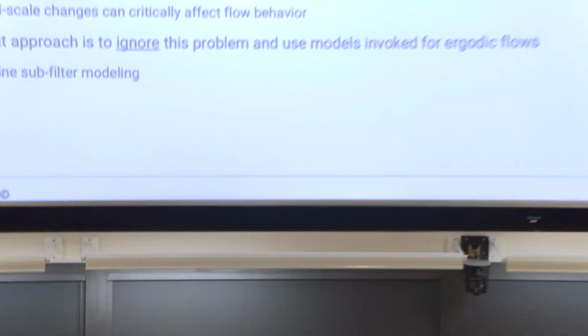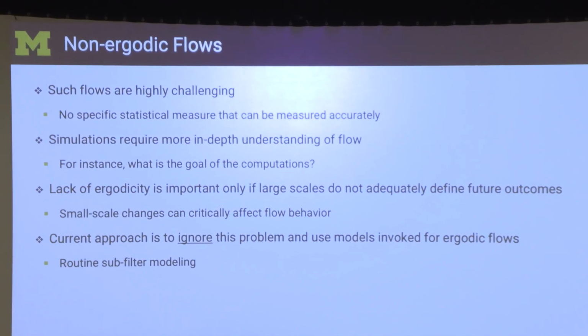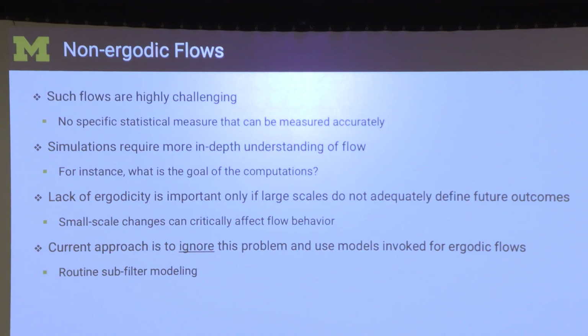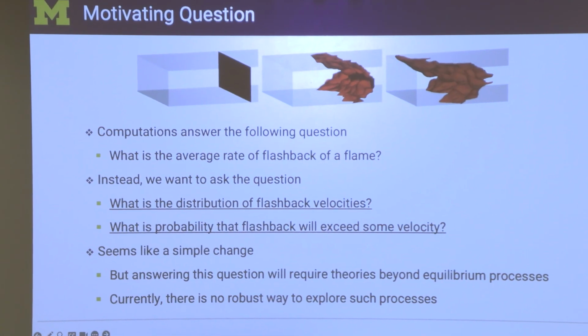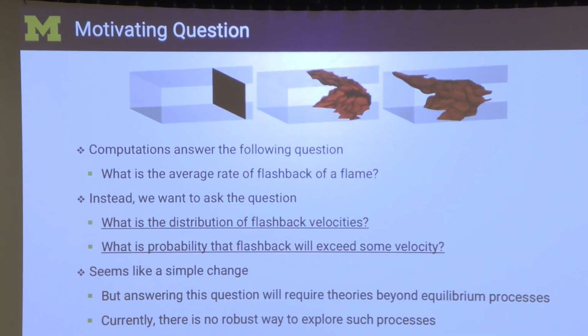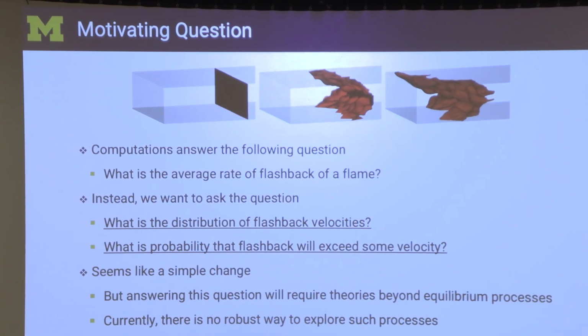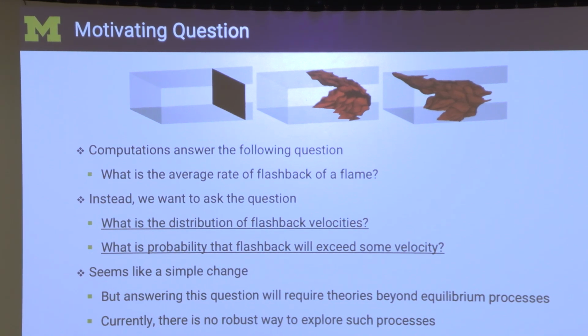This is based on what I call non-ergodic flows, and I'll come to this. The details of this are not critical, but these are the questions one could ask. You can ask, what is the fastest velocity, which is very difficult. The easier question to ask is, what is the distribution of flashback velocities? And even that is an unsolved problem.